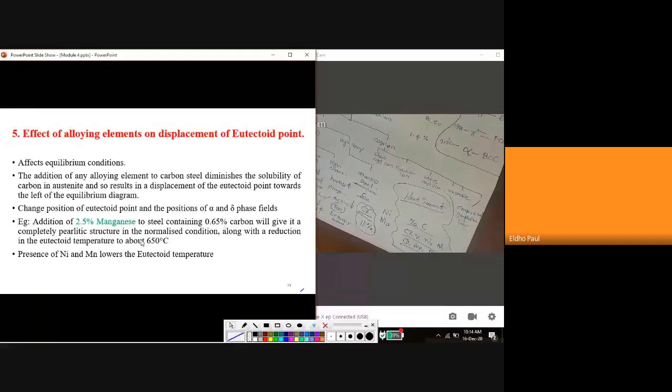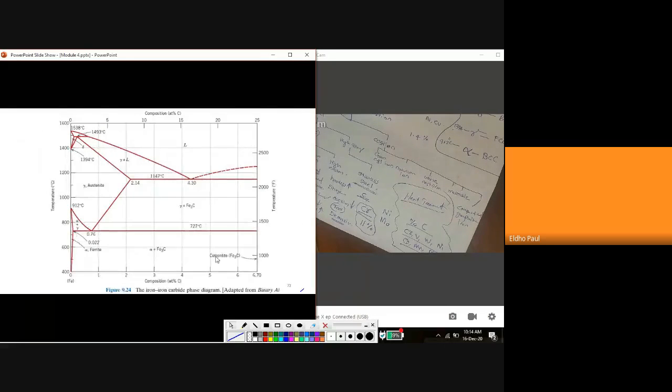So by the addition of 2.5% of manganese, what happened? 727 is the eutectoid temperature, and by the addition, that 727 changes to 650. That means this horizontal line is shifted to here, 650. So the new eutectoid point will be at 0.65% of carbon.